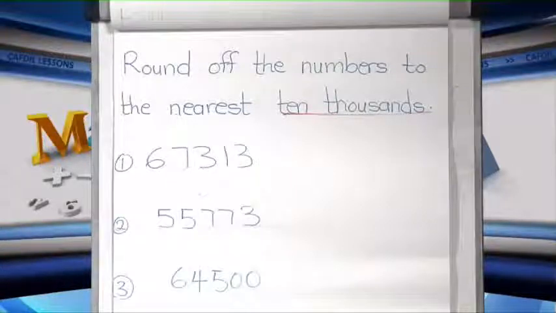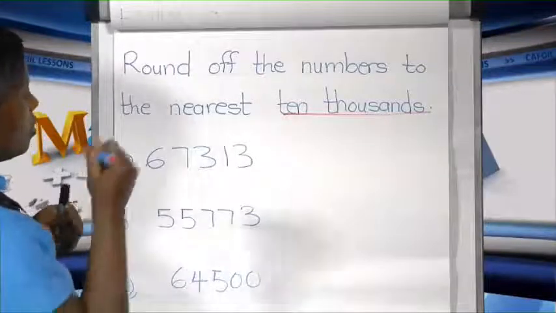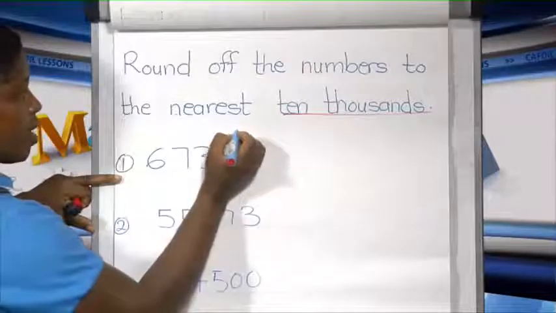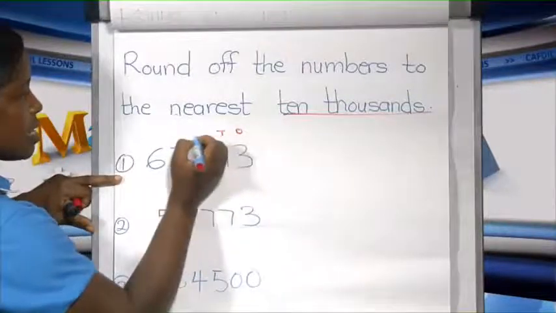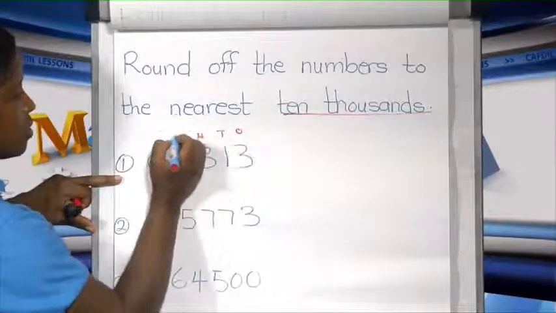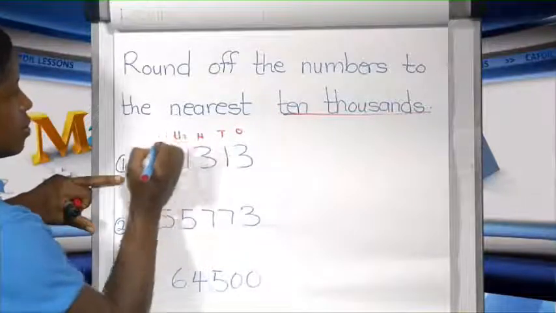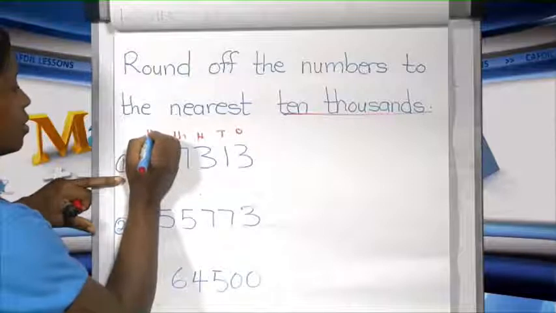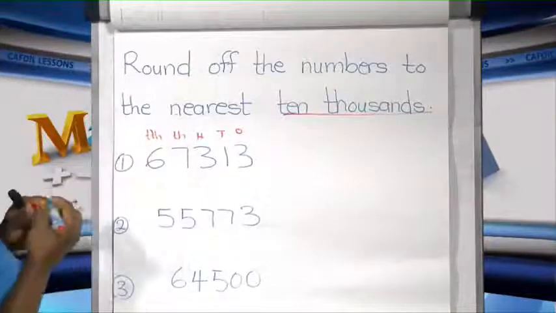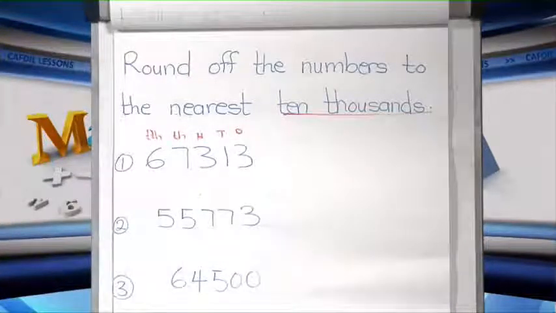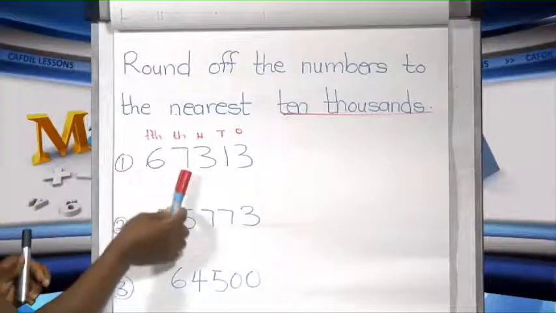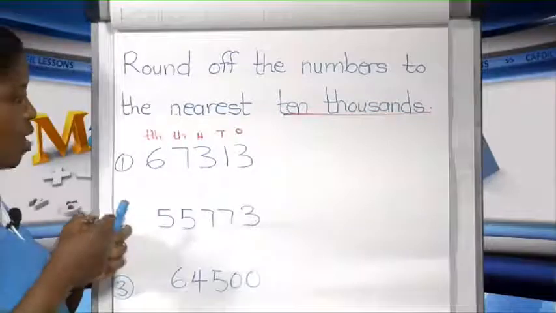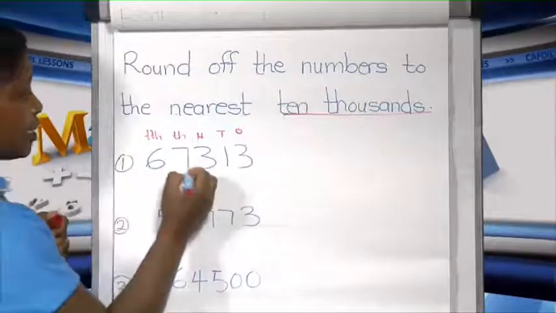So let's get started. Let's look at the place of each of the digits here. We have ones, tens, hundreds, thousands, and then 10,000. We are rounding it up to the nearest 10,000. So we move to the thousands place. What is the figure over there? It is 7.